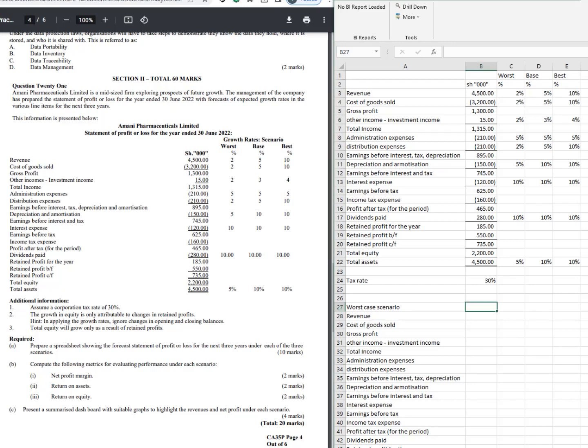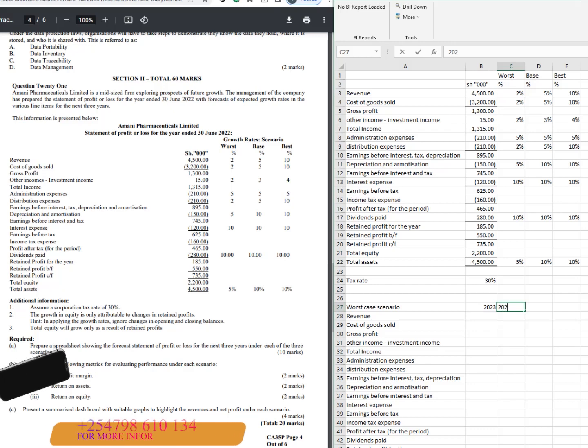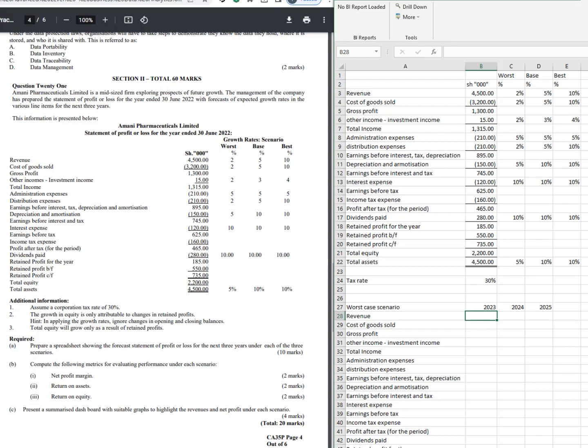So we are supposed to do it for the 3 years, the following 3 years. So the current year, according to the question, was 2022. So the next year is 2023. So you write that, 2024 and 2025. When we come here, we use the growth rates presented as well as the base year data. So what do we do? We multiply the base period quantity by 1 plus the growth rate. So how do we do that?